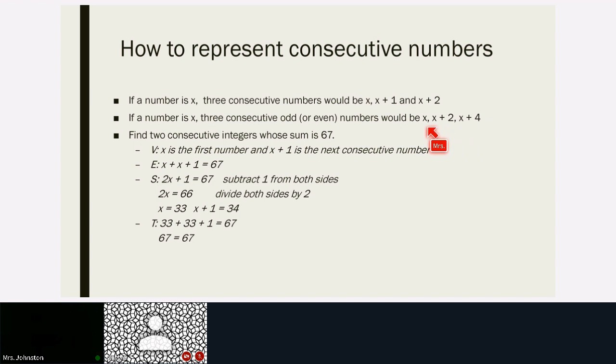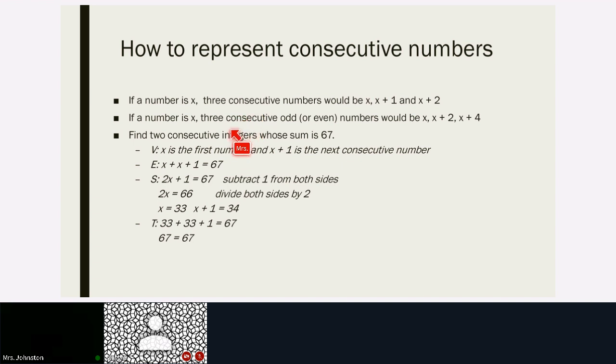So if you started with 2, x plus 2 would be 4, x plus 4 would be 6. So you're counting up by 2s. Here's a problem from your assignment. Find two consecutive integers whose sum is 67.